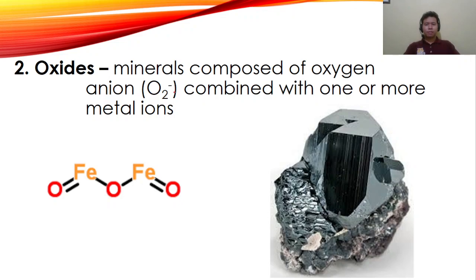Next, we have oxides. These are minerals composed of oxygen combined with one or more metal ions, such as iron. So if the oxygen binds with a metallic substance such as iron, then it forms the oxide group. Not just iron, but there are also other metallic elements such as copper, gold, and silver. If they bind to oxygen, then they will form oxides.